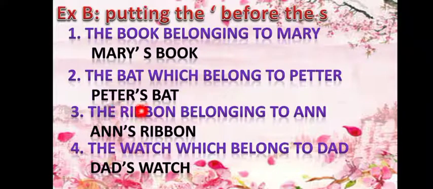Number 3. The ribbon belonging to Anne. It is a long statement. To make it a short statement, we will use apostrophe and S. So we will say Anne's ribbon. Number 4. The watch which belongs to Dad. It will be called Dad's watch. Exercise B is complete.